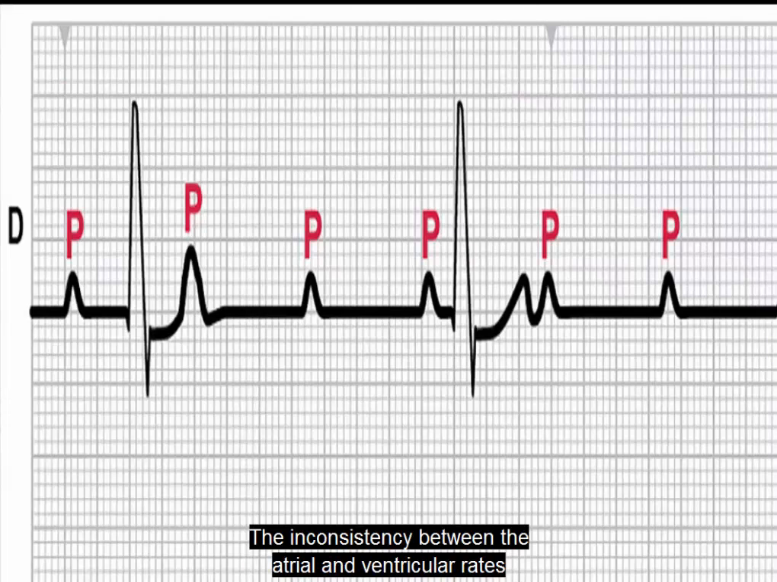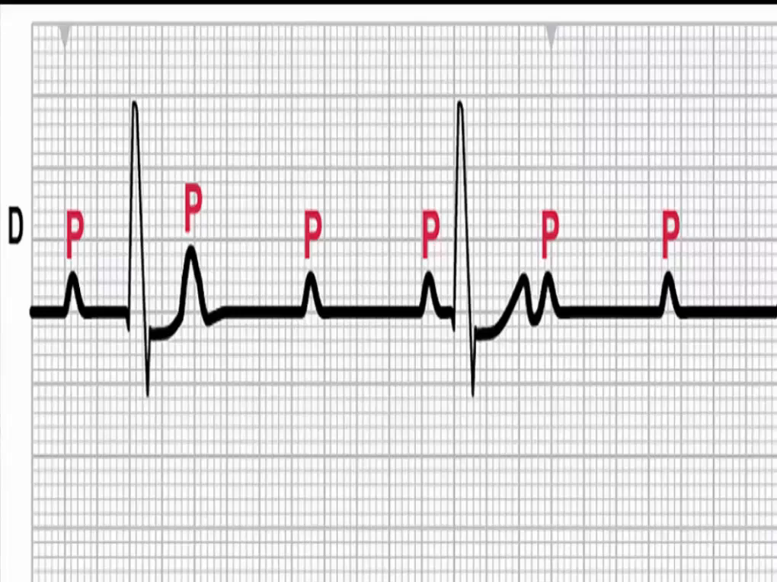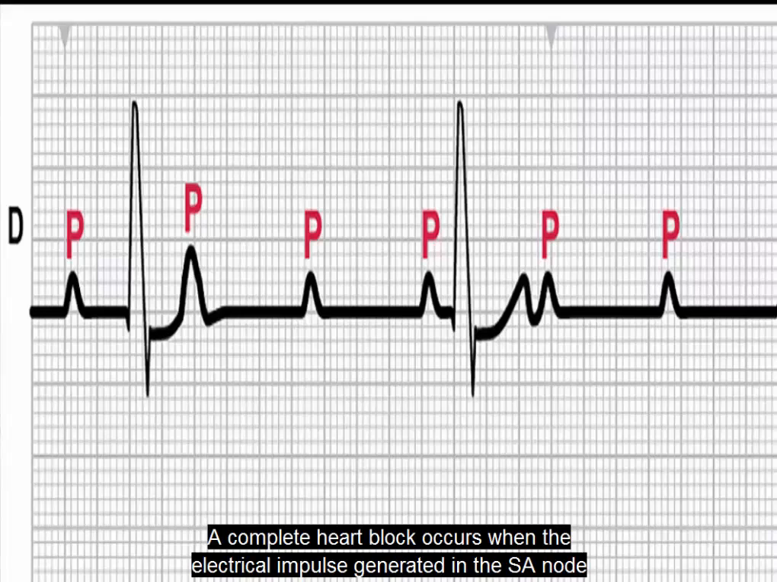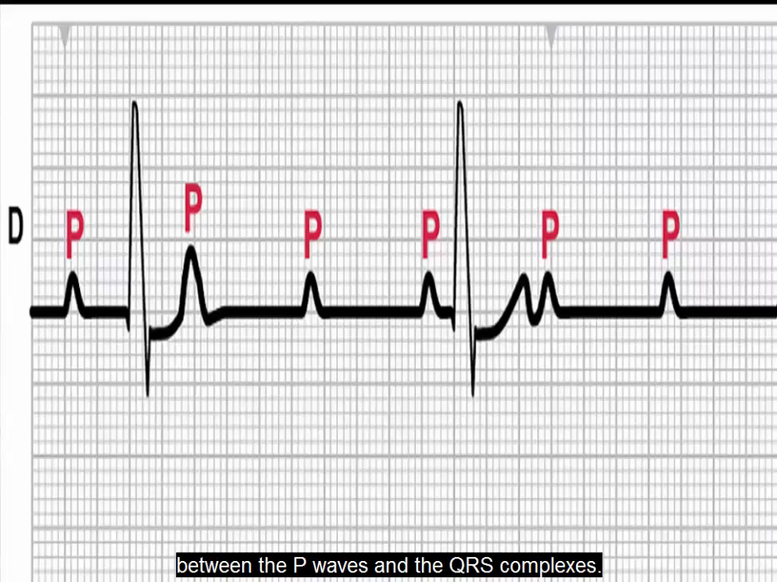The inconsistency between the atrial and ventricular rates and the variable PR interval indicate that the rhythm is third-degree AV block. A complete heart block occurs when the electrical impulse generated in the SA node in the atrium is not conducted to the ventricles. When the atrial impulse is blocked, an accessory pacemaker in the ventricles will typically activate a ventricular contraction. This accessory pacemaker impulse is called an escape rhythm. The PR interval will appear variable because there is no relationship between the P waves and the QRS complexes.